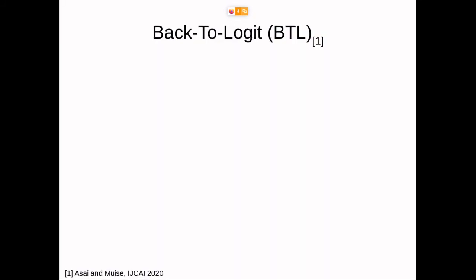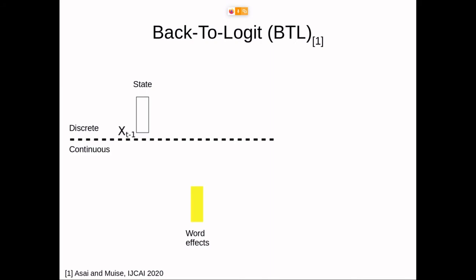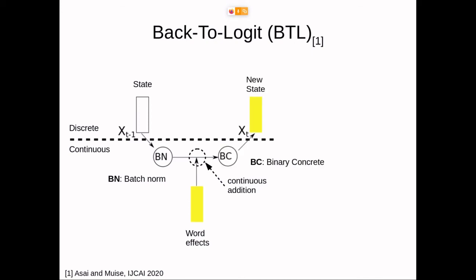We utilize this training regime to apply a continuous word effect to a discrete state. We first have to use batch norm to continualize the discrete states at each step, and then we simply add the word effects with the continuous vector, and then we use binary concrete that we just introduced back there to discretize the states back again.